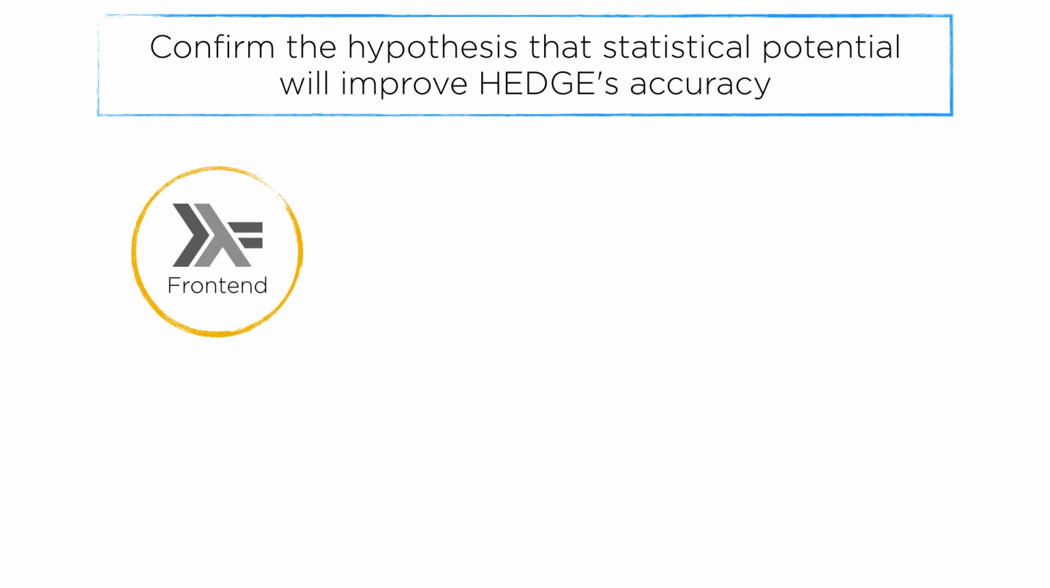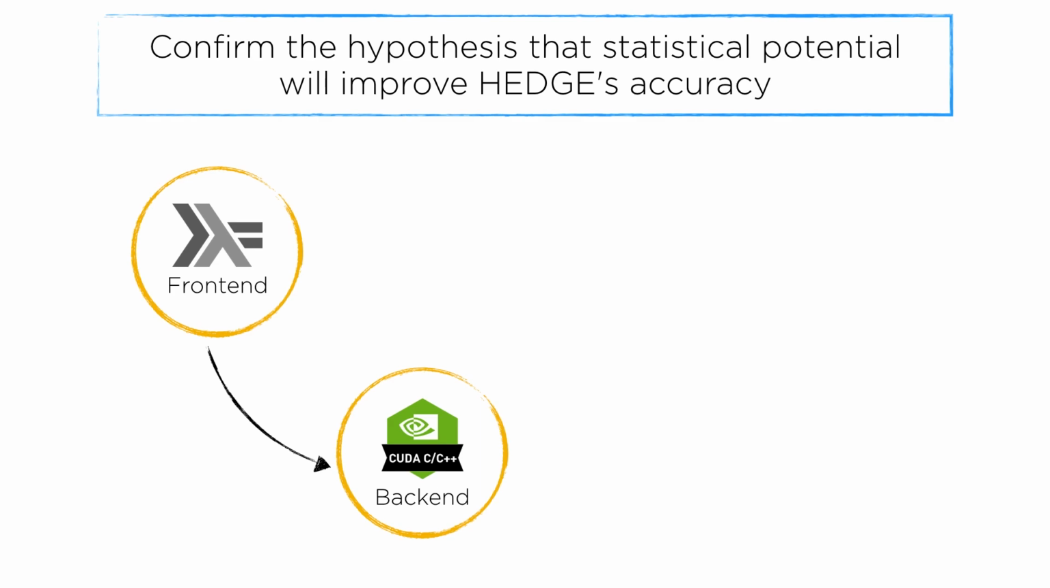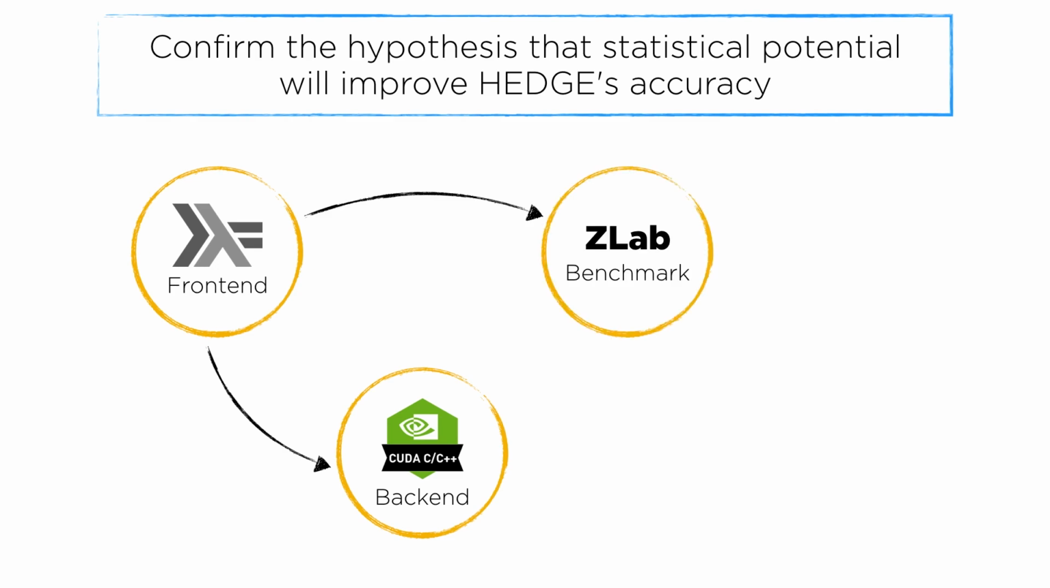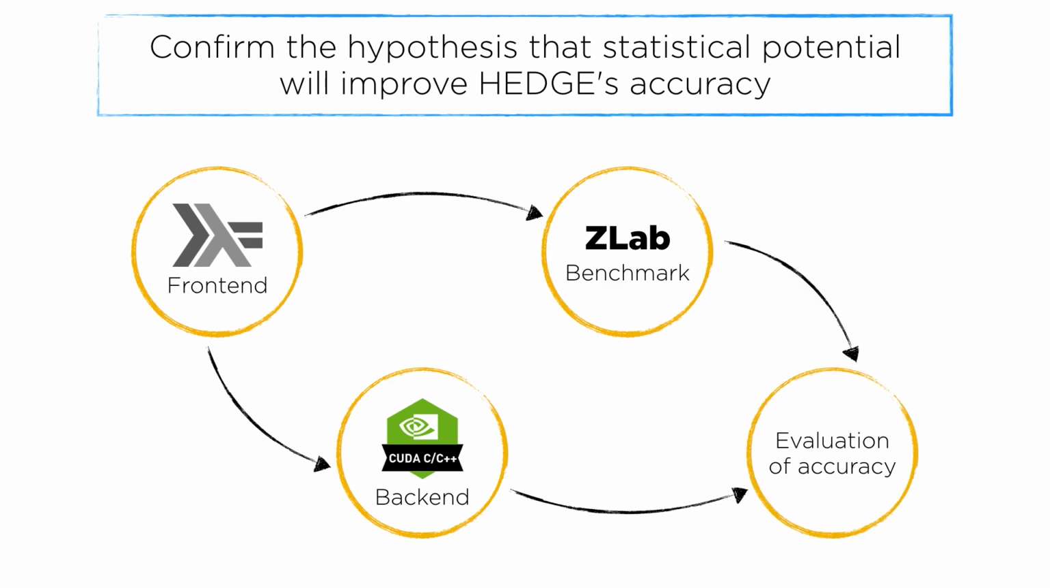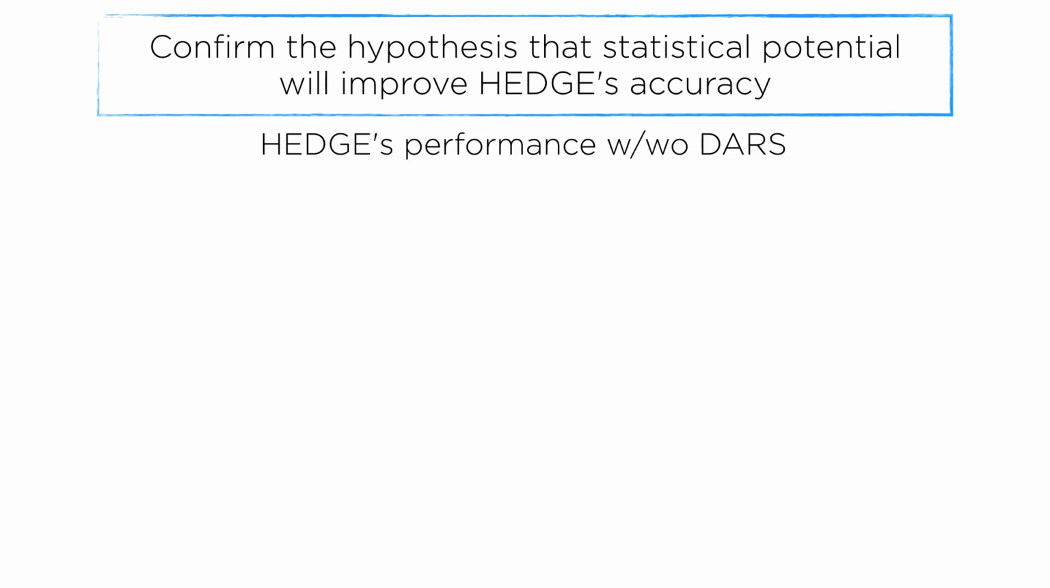Let's talk about the task of confirming the hypothesis that statistical potentials improve Hedge's accuracy. The plan for it looked as follows. First, we improved Hedge's front end, which is written in Haskell, and Hedge's back end, which is written in C, in order to support statistical potentials at all. After that, we developed a benchmark to compare the performance of Hedge on the ZLab dataset, and after that we evaluated the algorithm's accuracy. It's important to notice that as the statistical potential for this task we chose DARS because we just wanted to prove the hypothesis.